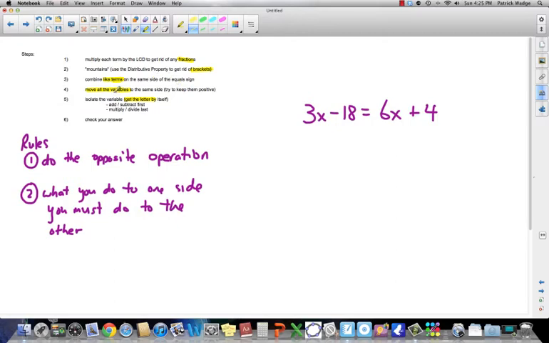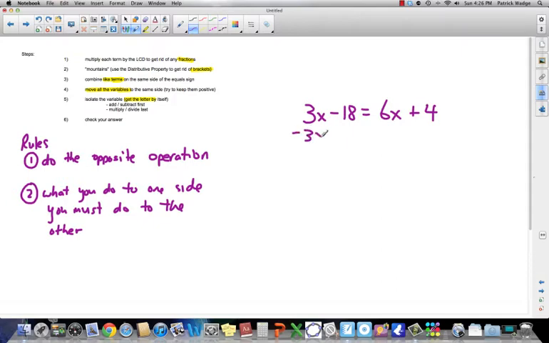Step 4, move all the variables, so those are the letters, you want to move them all to one side. So you want to think about this. You have a choice. You could move the 3x over, so you could go minus 3x, or you could do minus 6x and move that over. And either way will work. But what I encourage you to do, if it's possible, is to move the smaller one, because that'll keep your x's positive, and most of us don't like dealing with negative variables.